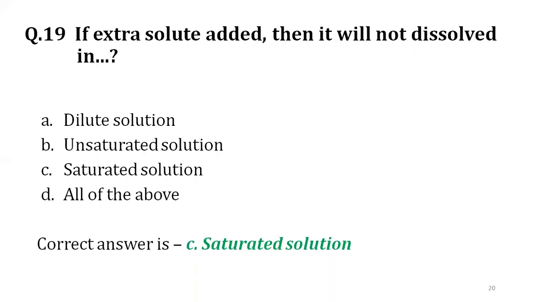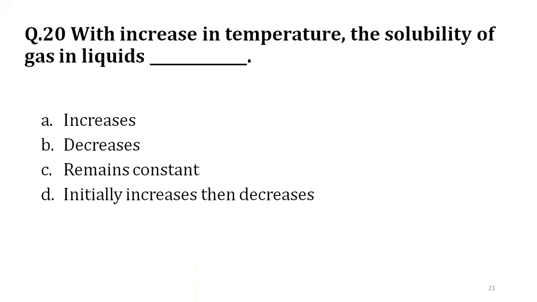So the correct answer is C, saturated solution, because the solution is already saturated, it already contains undissolved solute. So if you add any extra solute, then it is not going to dissolve, but it will dissolve in a dilute solution and an unsaturated solution because it contains a lower amount of the solute. Okay, for the saturation.